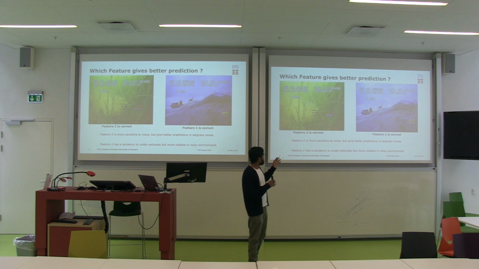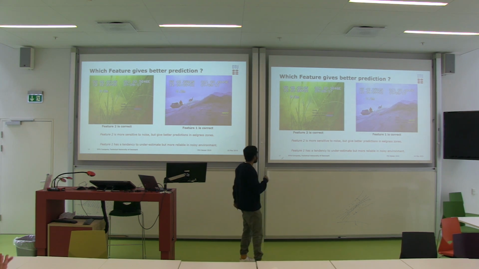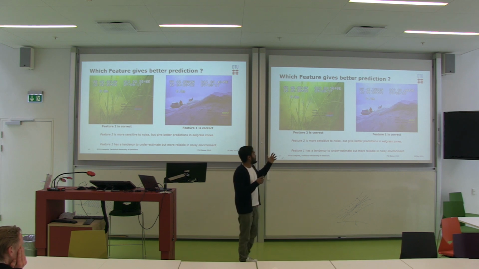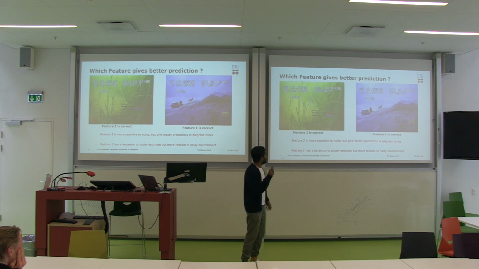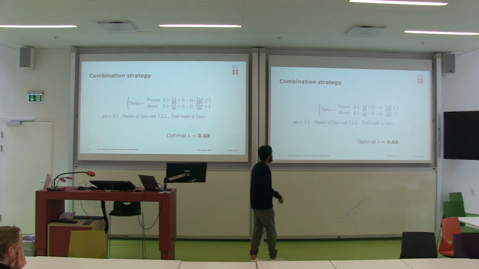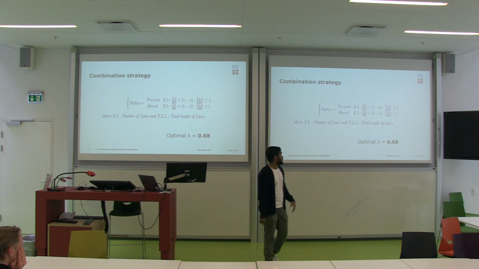We found that both the features make the same mistakes, and it depends on the situation. We found that feature 2 is more sensitive to noise, and feature 1 has a tendency to underestimate. So can we combine them? We actually found that this kind of a formula, like a convex combination, with a lambda which varies from 0 to 1, times some constant. And it's an optimization problem.